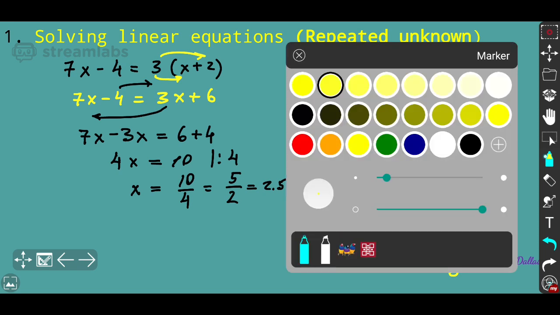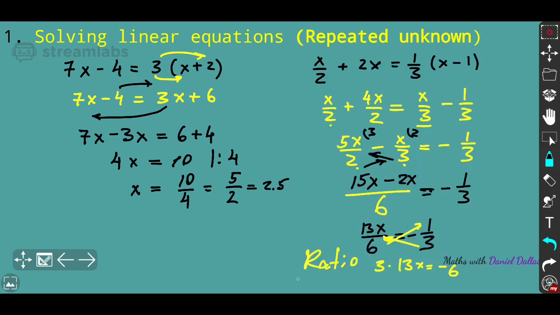So let's simplify that. 3 times 13x, you'll get 39x. And on the right side, you'll still have negative 6. And finally, you need to divide both sides by 39. So you'll get negative 6 over 39. That's your answer, but you can still simplify if you like.